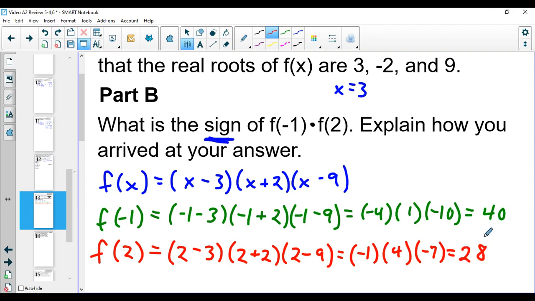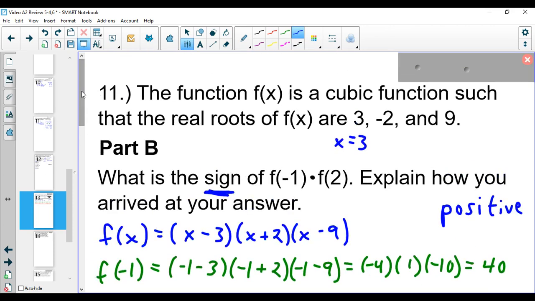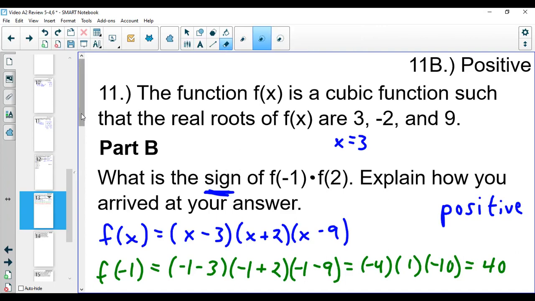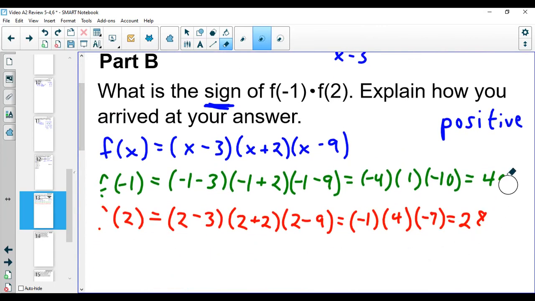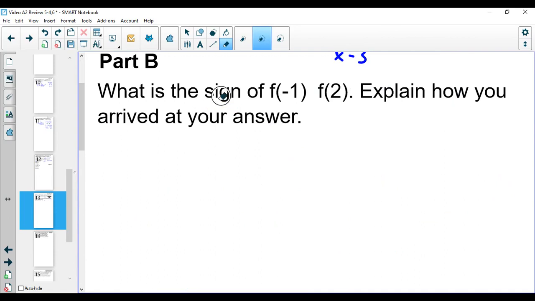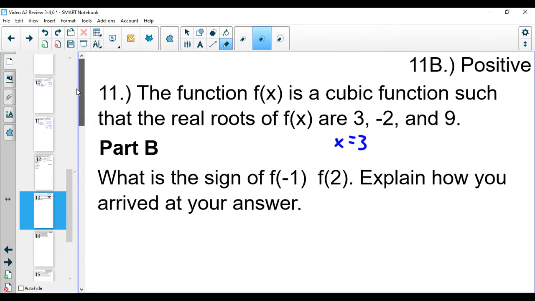So essentially, we have two positive numbers, and if we multiply two positive numbers together, we'll get an answer that has a sign that is positive. Let's check the answer. Excellent. But that's not the only way we could have found this answer. I'm going to show you another method that doesn't even use an equation at all.